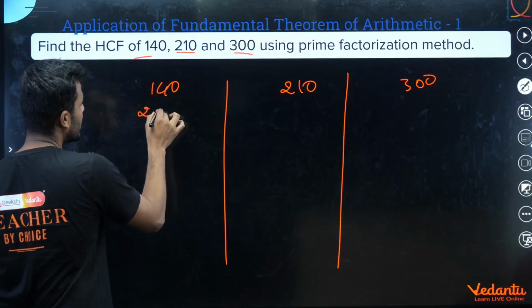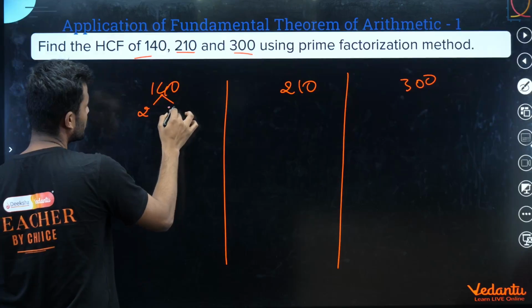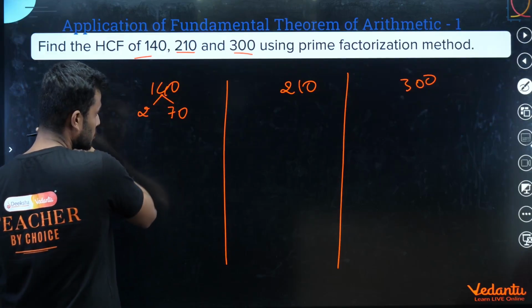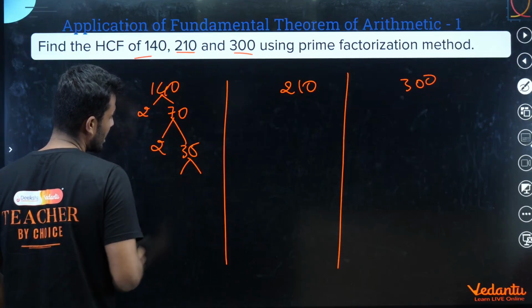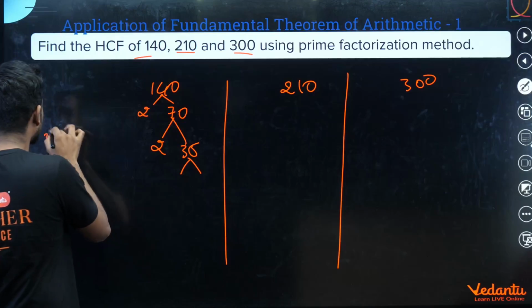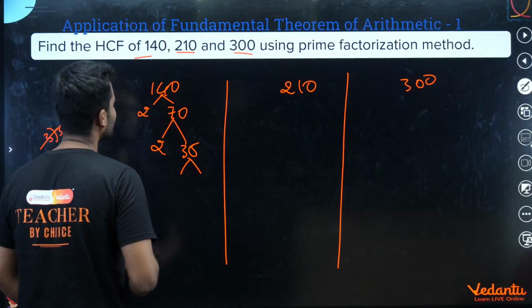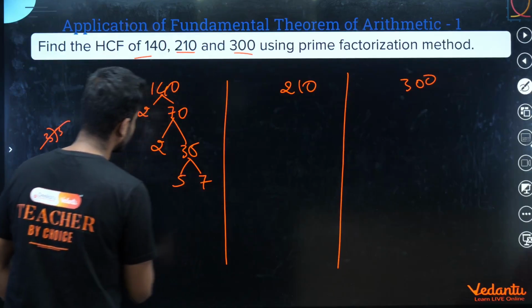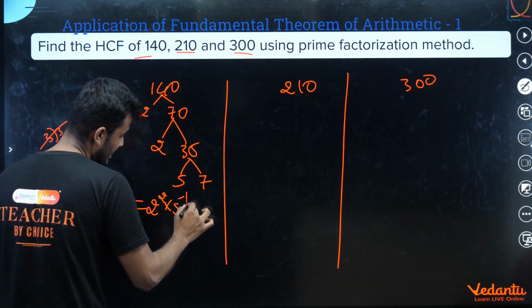Prime tree, 2 into 70. 2 70s are 140. 2 35s are 70, right, students? 2 into 35. Then 35 is not divided by 2, and also not divided by 3. Next, 5 7s are 35. 5 into 7. This is the prime tree for 140. 2 power 2, 5 power 1, 7 power 1.